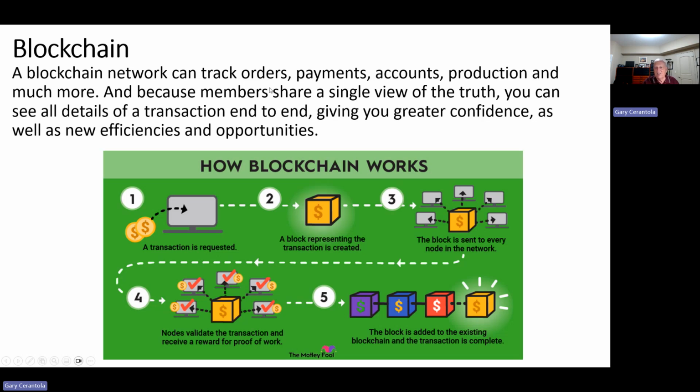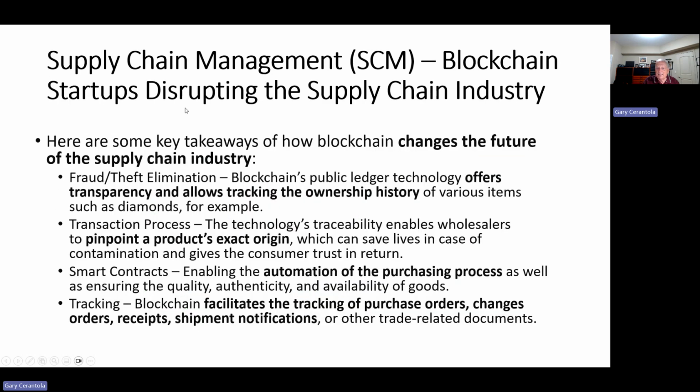You can see all the details of a transaction end to end, giving you greater confidence as well as new efficiencies. And again, this is incorporated into supply chain. IBM and Maersk, one of the premier global shipping companies, created a joint venture to create a blockchain company, and started this journey. Now there's several organizations doing the same thing, but again, it's disrupting the supply chain industry because you can see that it offers transparency and tracking and ownership history.